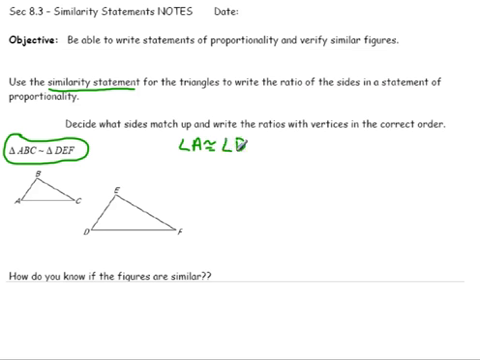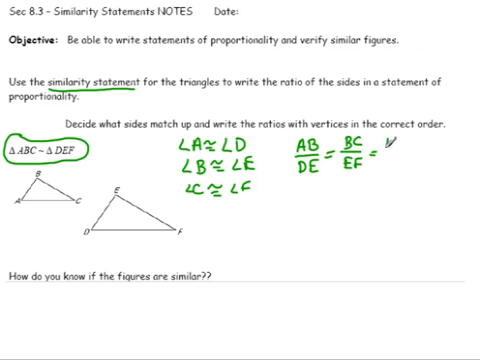So I'll just write this: the corresponding angles A and D are congruent, the corresponding angles angle B and angle E are congruent, and angle C is congruent to angle F. That's the first part. The second part of the similarity statement is basically going to tell us that the corresponding sides are going to be proportional. So that means AB over DE is going to equal BC over EF is going to equal AC over DF.